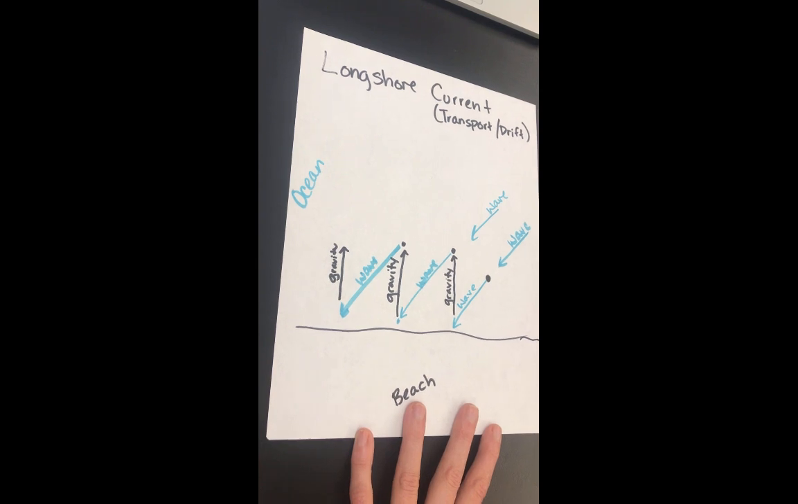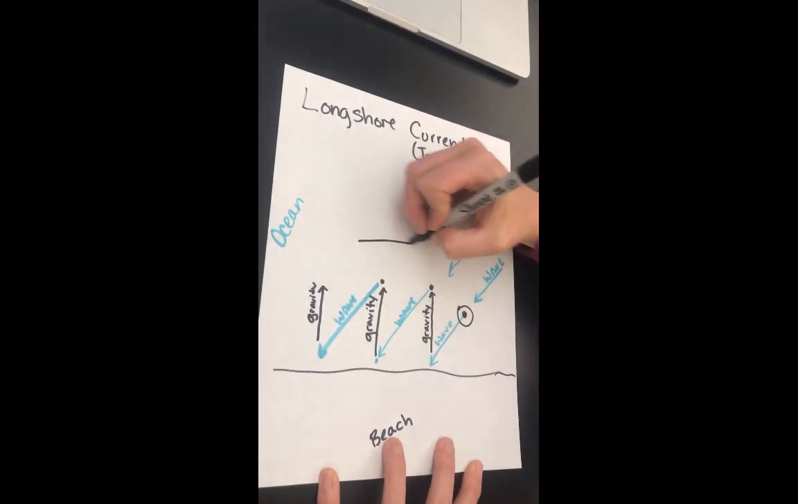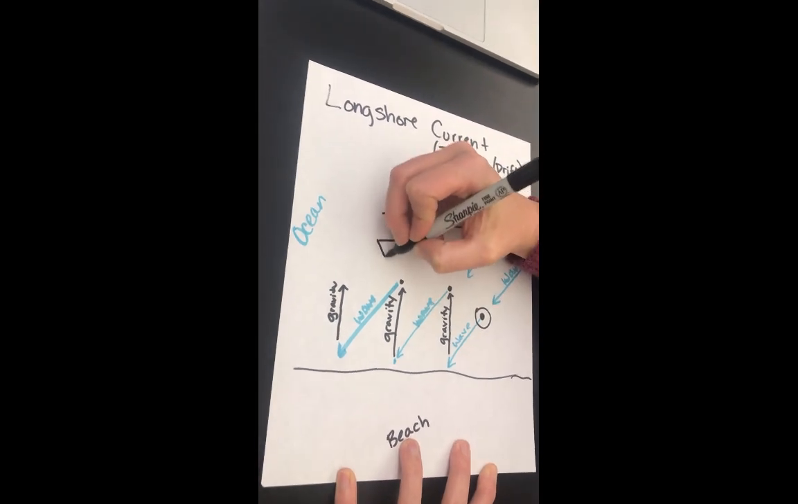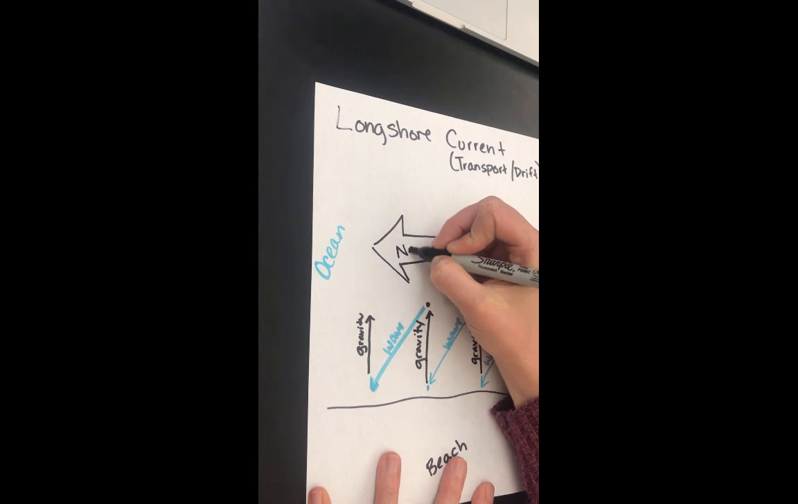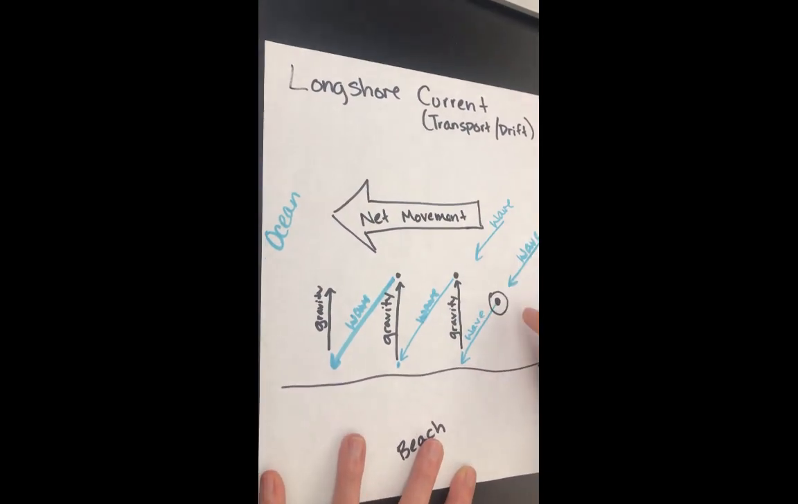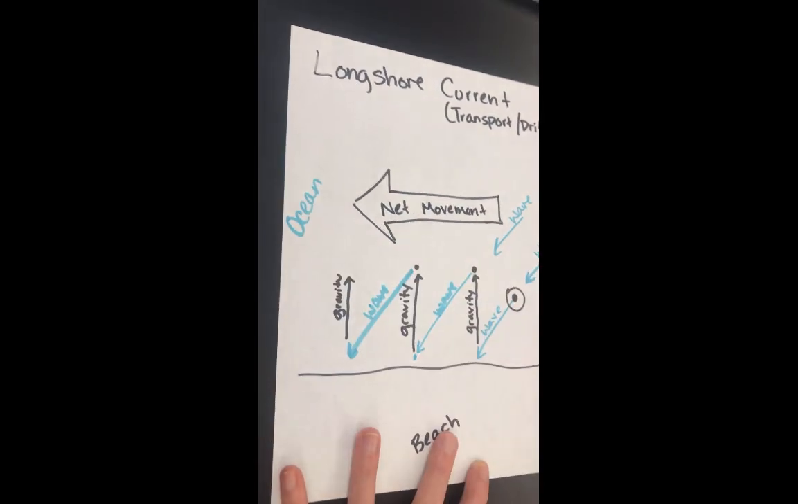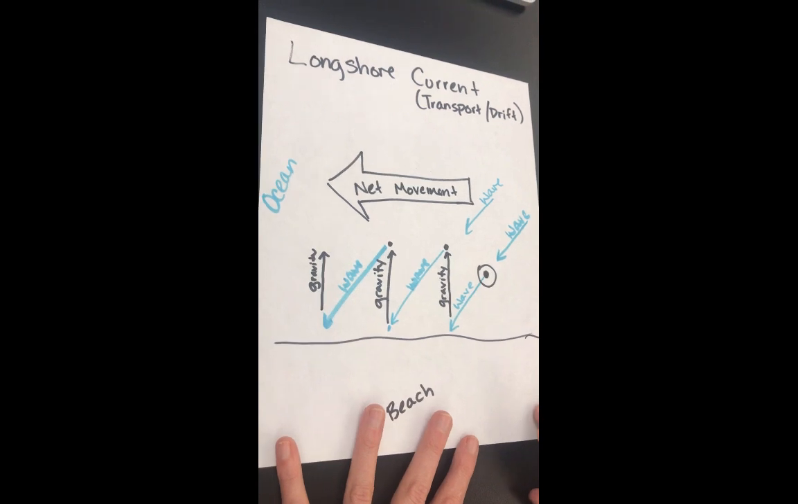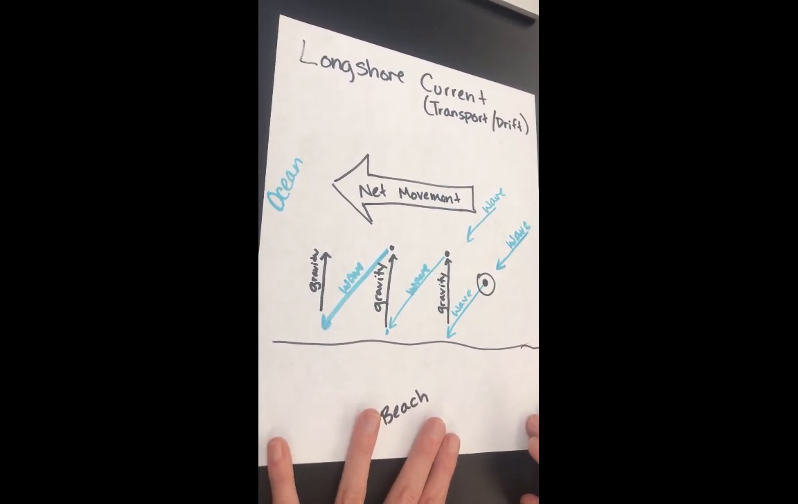So what that means is that this single sediment will be moving a net distance to the left. This is the net movement. The overall movement is, yes, individually it's going up, down, up, down, up, down, but over time it will move towards the left. And that's going to affect the erosion patterns that we're going to see when we do our lab. All right, thanks.